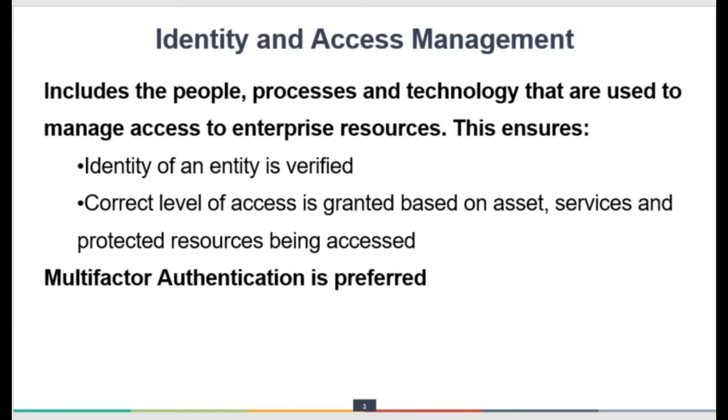Identity and access management. This is a combination of three things that we include in IAM: people, process, and technology. These are used to manage access to the enterprise resources. This ensures that the identity of an entity is verified, and that the correct level of access is granted based on the criticality of the assets, services, and protected resources being accessed.